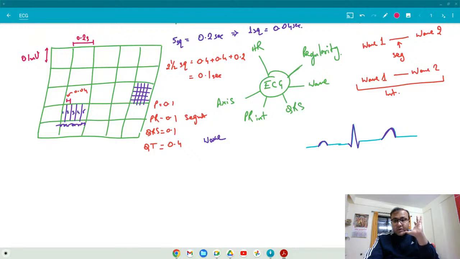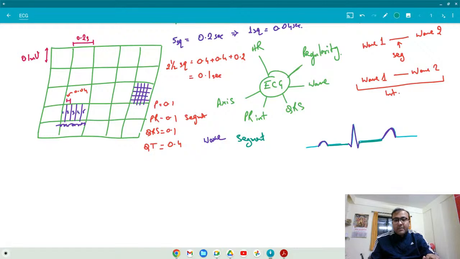Remember this, I'm so sorry, I just told you the reverse. The in-between area is called as the segment. So the blue line is supposed to be called as the segment. And my brain is also getting confused. This area, the green area, is supposed to be the segment. Got it? So this is called as the isoelectric line.